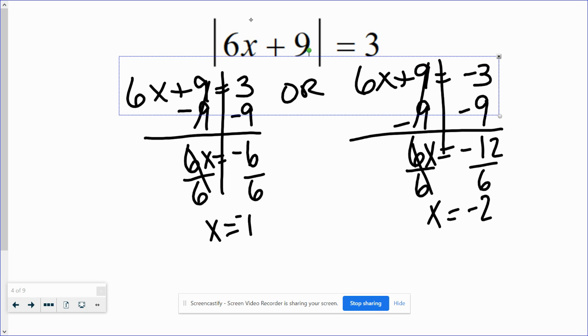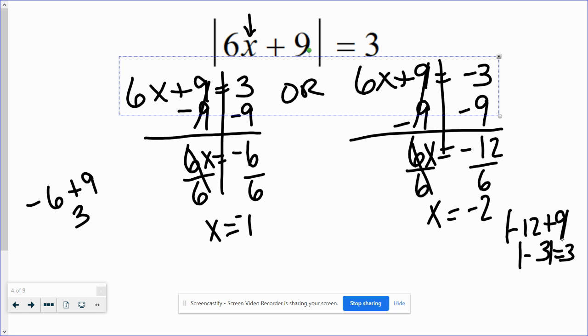So again, if I check and I substitute in for that x, 6 times a negative 1 would be negative 6. I can write that down even. Negative 6 plus 9 is 3, and the absolute value of that is equal to 3. If I put in a negative 2, 6 times negative 2 would be negative 12 plus 9. That would be a negative 3, but the absolute value of that is 3. I should have been keeping absolute value in all of those.